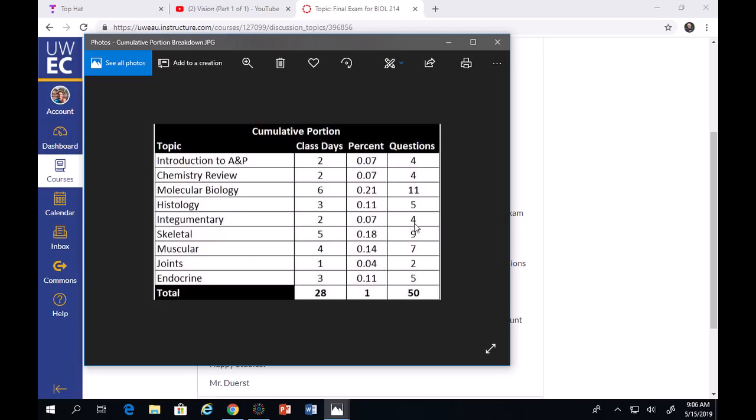5 questions on histology, 4 on tegumentary, 9 on skeletal, 7 on muscular, 2 on joints, and 5 on endocrine. So that's the breakdown of the cumulative portion. And I'm done writing it, and I can assure you these are big picture questions for the cumulative portion.